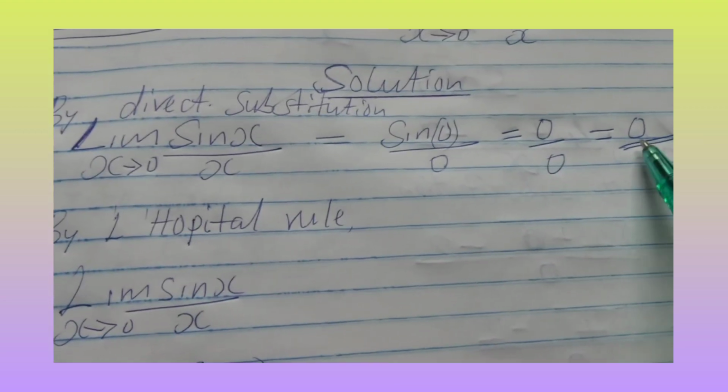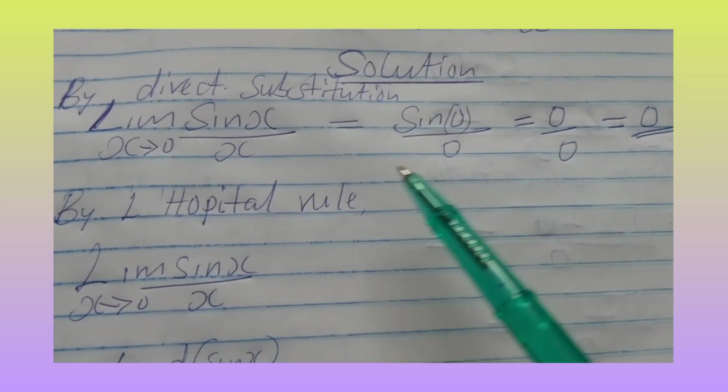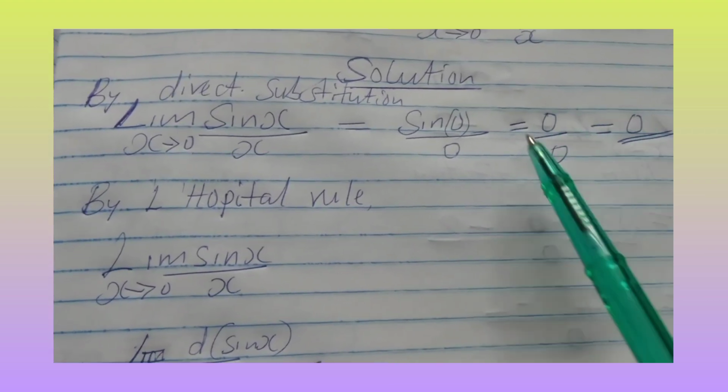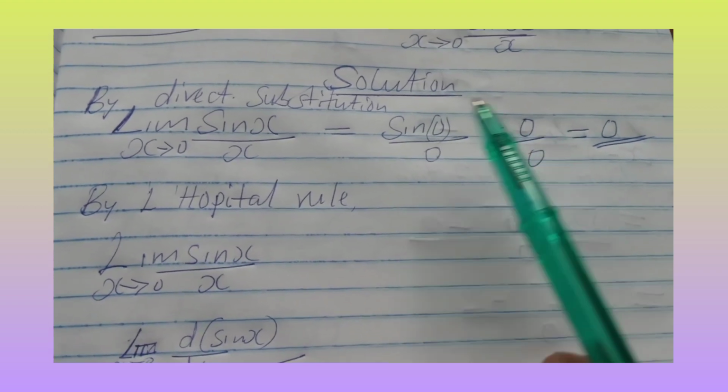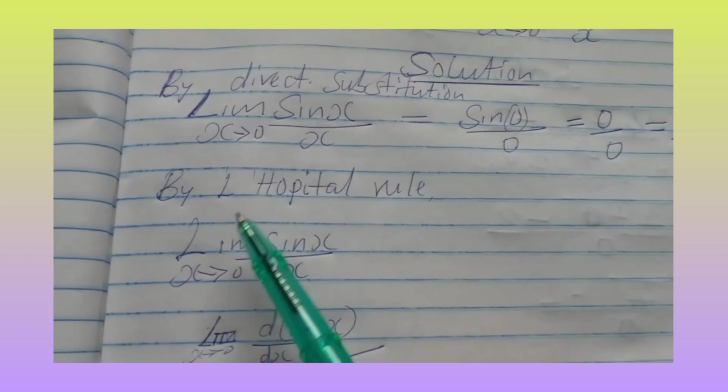Sine x is the same thing as 0. And then 0 all over 0 is what? 0. Since f of x does not exist, and we're not interested to get our answer in this 0, we use L'Hopital's rule.